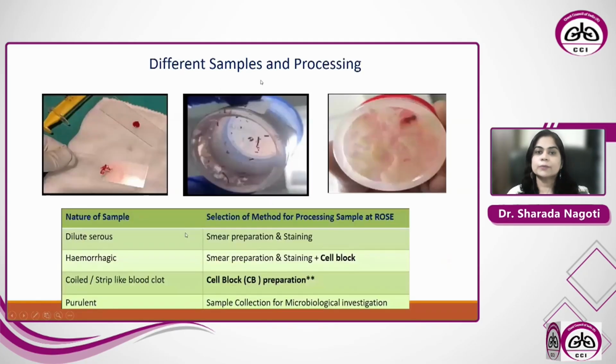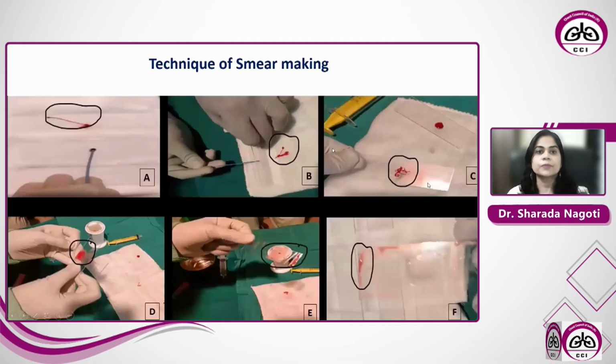Coming to the different samples and processing. The samples can be either hemorrhagic samples, or sometimes we get a coiled material or a blood clot. From hemorrhagic samples, a smear is made and the additional material is taken in normal saline for cell block preparation. The coiled material and blood clot are taken in normal saline for cell block preparation. Sometimes the material is purulent, and this purulent material is taken into normal saline and sent to microbiology for microbiological investigations.